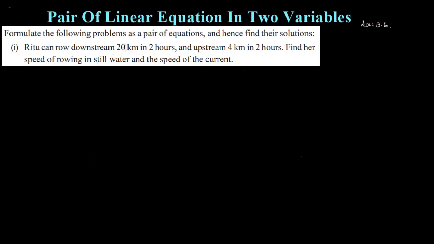As we have been given the distance and time, can we calculate the speed out of it? We can calculate, right? So let us calculate it now. What is the formula for speed? Speed is equal to distance by time. For downstream, first let us calculate, then we'll go for upstream. This is the downstream condition. We have distance and time, so let us calculate the speed.